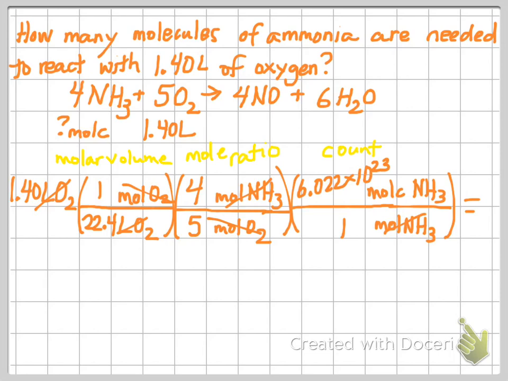Again, I have some numbers to multiply by, I have some numbers to divide by, and hopefully you have figured out how to put scientific notation in your calculator. And again, I want to have three significant figures. So I get 3.01 times 10 to the 22nd molecules of ammonia.